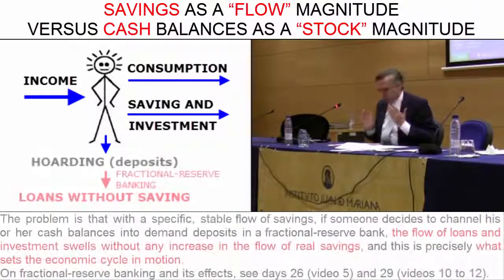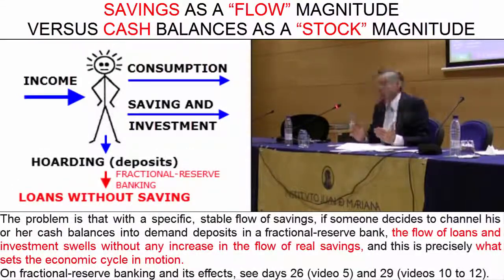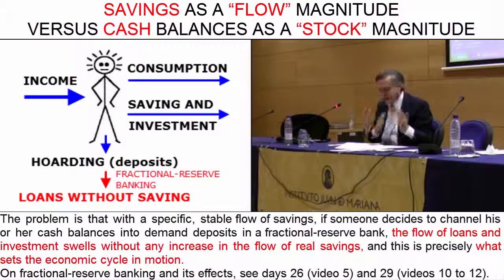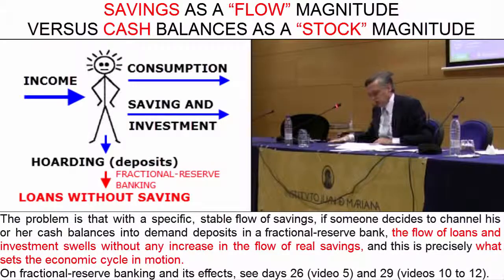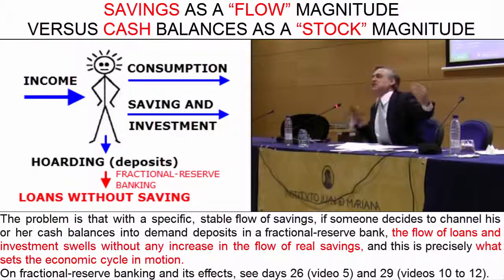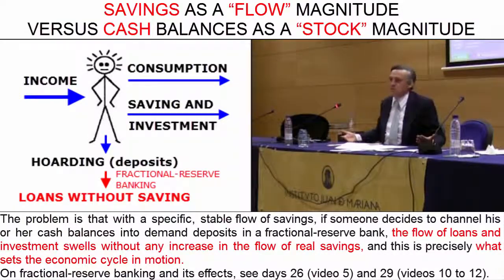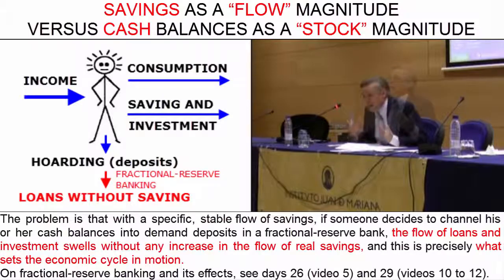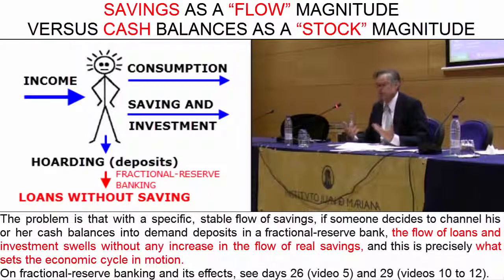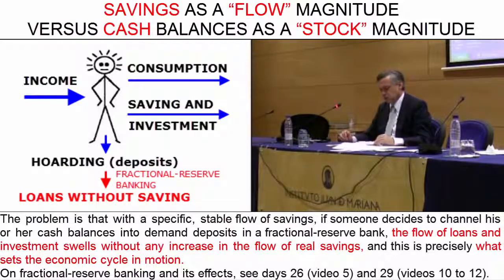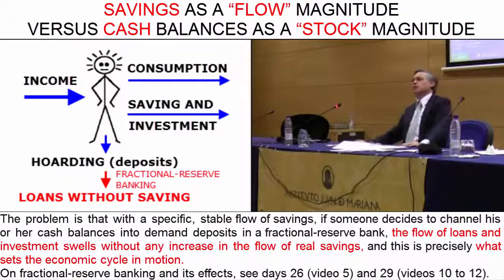The very grave problem is that, assuming the proportion of consumption to saving remains unchanged, if there is a stable flow of saving, then with the current banking system, if someone decides to place his or her cash balances on demand deposit at a fractional reserve bank, the flow of loans and investment immediately increases, without there having been any increase in the flow of saving. As we have seen, the cycle is caused by this problem, which in turn arises from the poor institutional design of the entire banking system.